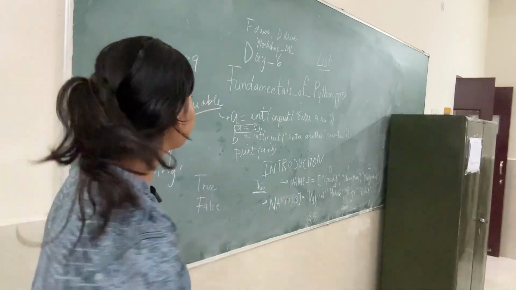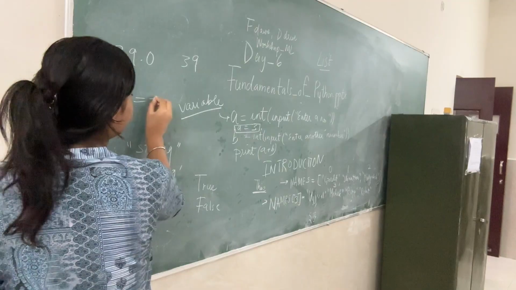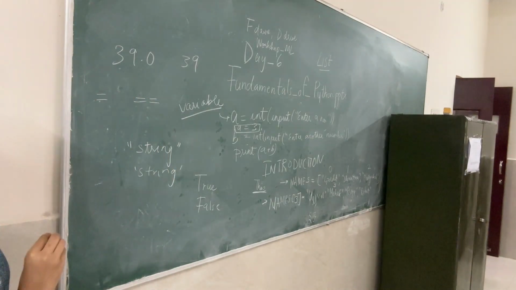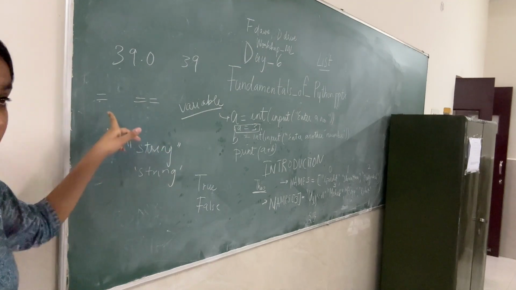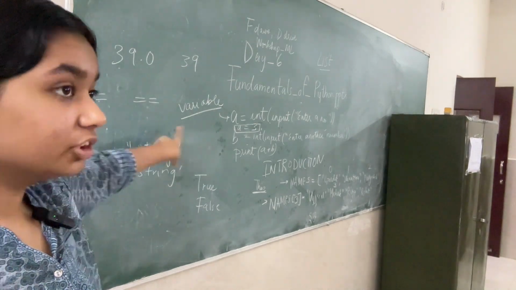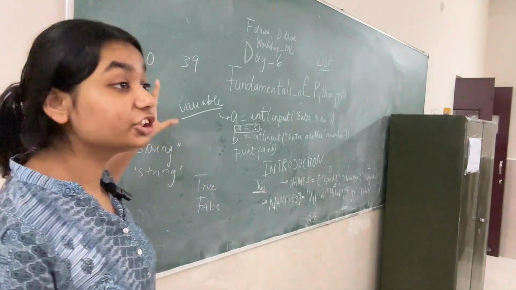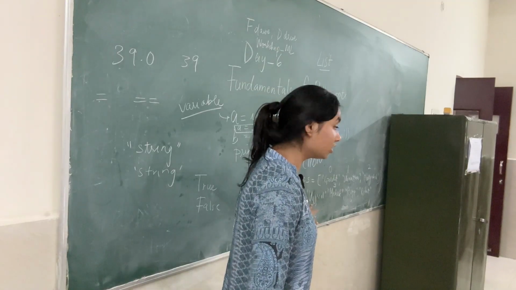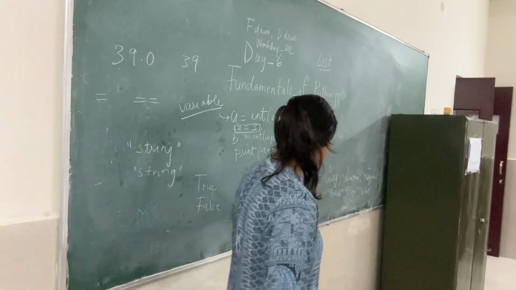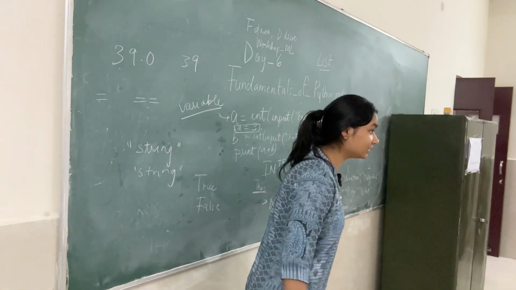Do you know about the difference between equal to and double equal to? Equal to and double equal to? Yeah, that's very good. So now I've assigned a value to the third index, right? I've assigned Ujjwal to the index instead of this.